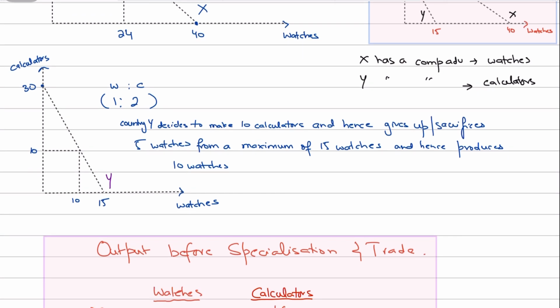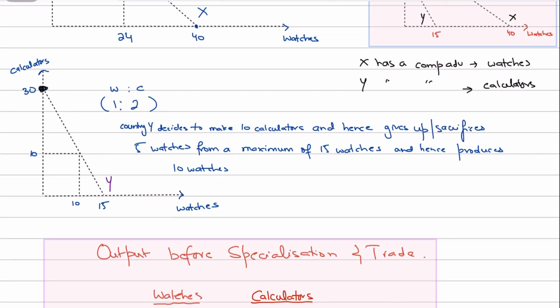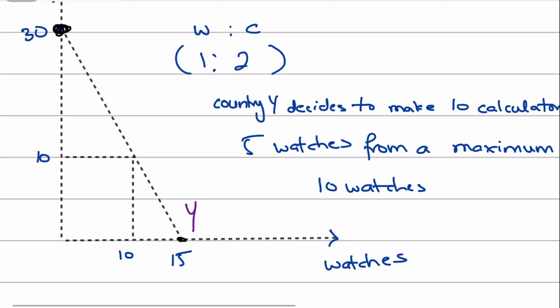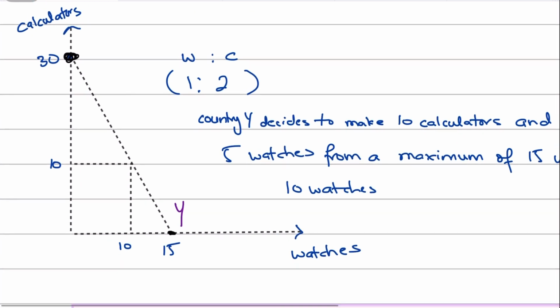Moving forward to country Y, which can make a maximum of 30 calculators or 15 watches. The opportunity cost ratio is 1:2, which means for every watch that this country makes, it forgoes two calculators, right? This could be seen by this bigger triangle as well: for 15 watches, change in Y of 30 upon change in X of 15 watches would again give you a 2:1 ratio. I'll just show you in a bit.